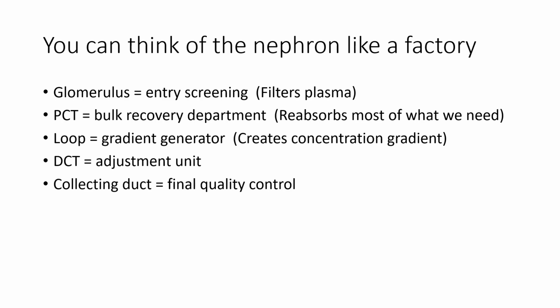So, you can also think of the nephron like a factory. Glomerulus is the part where the screening happens of what can go inside and what cannot. Then PCT is the bulk recovery department, in here it reabsorbs most of what we need, followed by loop that generates the gradient, followed by the distal convoluted tubule that is the fine tuning agent, and at last the collecting duct where the decision of water absorption is made.